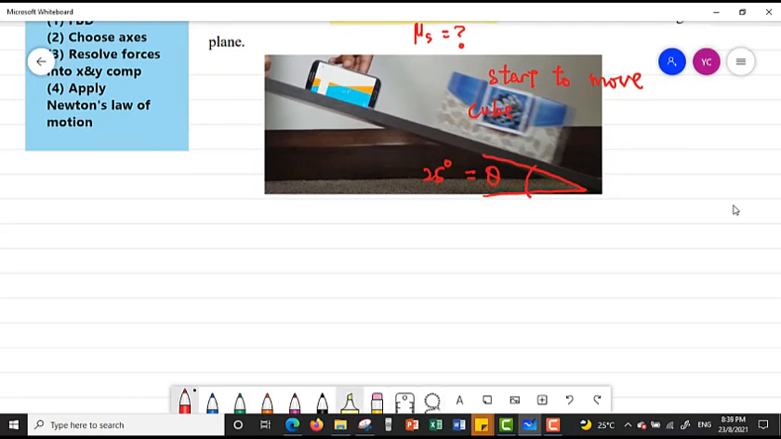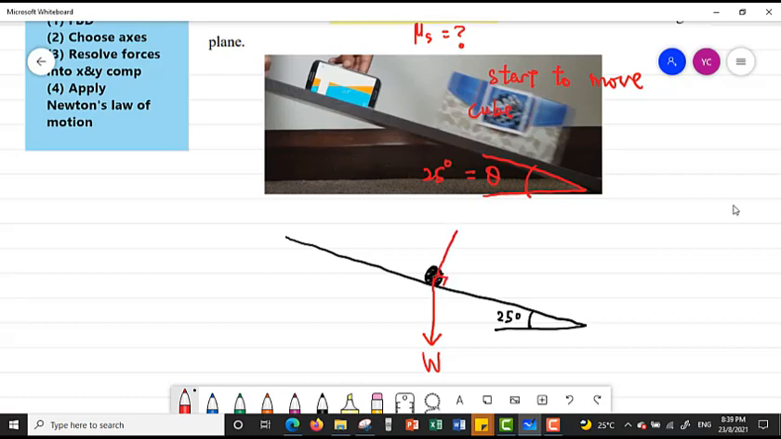So this is the cube. I redraw the free body diagram. This is the inclined plane at an angle of 25 degrees. I represent the cube with a dot. So what forces do we have for this cube? First we ask ourselves, is there any mass for the cube? Yes, so we have weight W straight downward, and then the cube is put on the surface, so perpendicular from the surface, we have the normal reaction force, N.